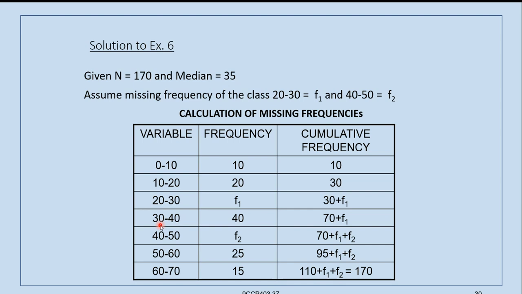So we can again assume the values. l is 30. The median is given as 35. So 35 is equal to, please write: l1 is 30, f is 40, n by 2 is 85, that is 170 by 2, and cf is 30 plus f1. So all five values we are able to identify.